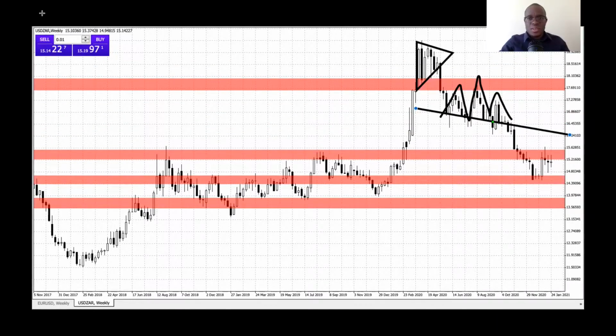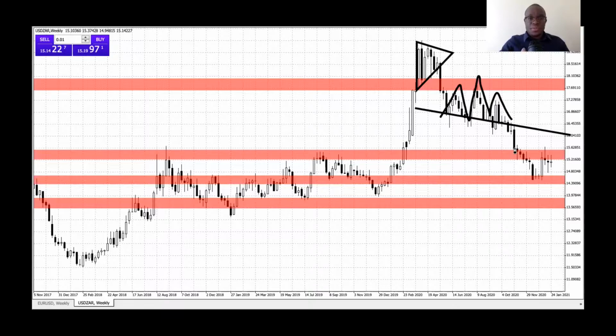Taking a closer look at the weekly chart now, we can see that the trend prevailing at the moment is bearish. Having said that, we had this triangle which shows a breakout after a consolidation, and we also have a head and shoulders pattern which is also supporting our bearish movement.